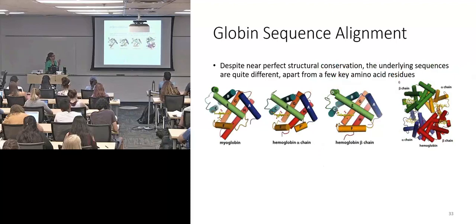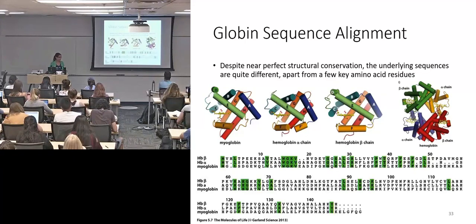So despite near perfect structural conservation, okay, so this overall structure looks very similar across the board, the underlying sequences are quite different except for a few key amino acids. Okay? So the top line is human hemoglobin beta chain. We have hemoglobin alpha chain, and we have myoglobin. The dots represent gaps in the sequences, so they're not exactly the same length, right? So the dots represent some sort of gap or missing spot. And then the green represents sequences that are identical residues.